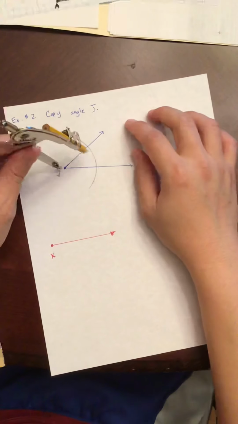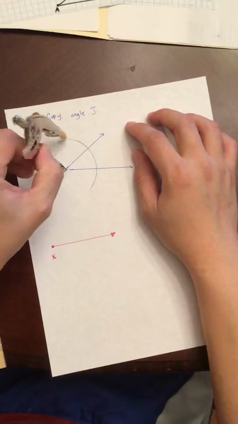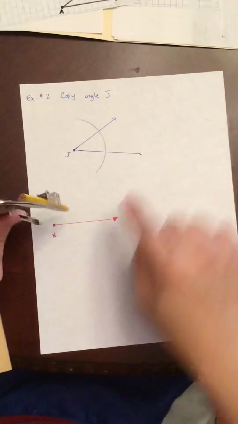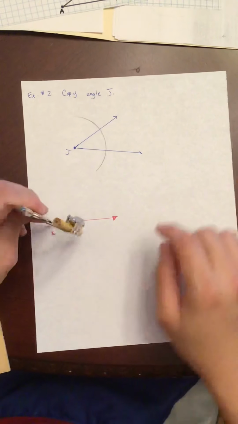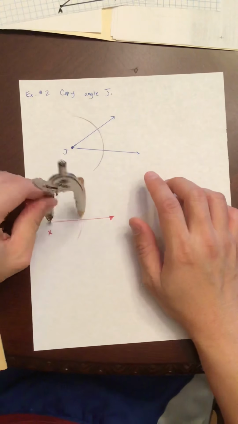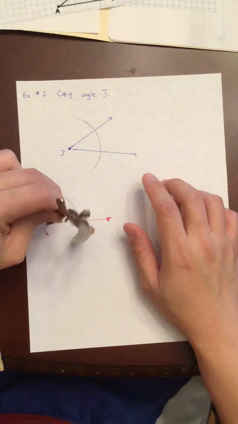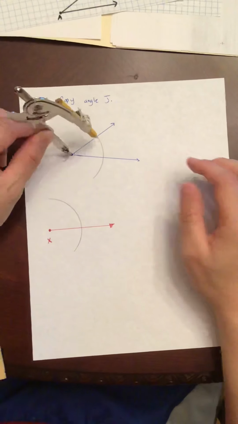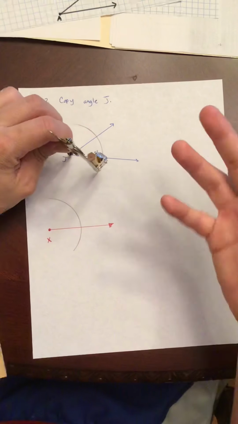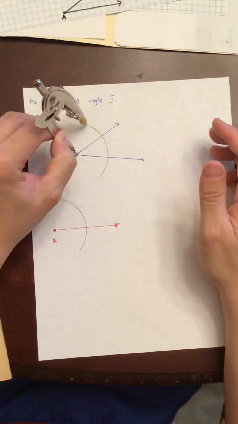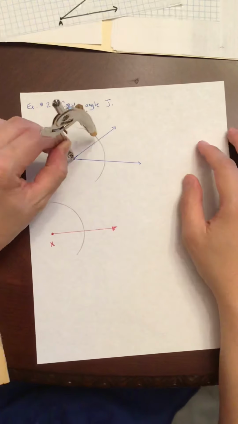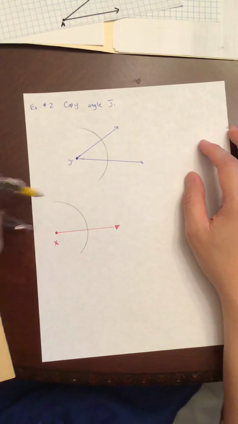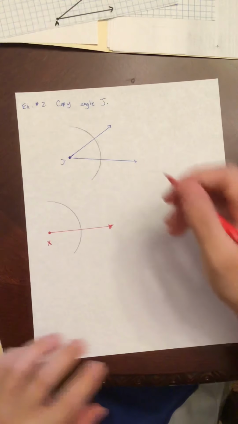Whatever distance I created with J, the same arc that I created on angle J, I need to go back to my ray, which is the X, and create that same arc, okay? So don't change the distance. Let me repeat that again. Whatever distance you use on your given angle, which is angle J, to create an arc, that's the same distance you're going to use on point X to create that same exact arc.